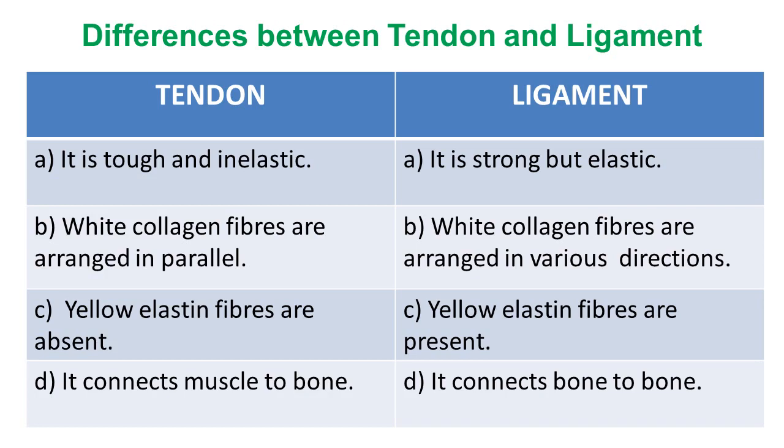Because of this, we can differentiate the tendon and ligament by what type of fibers they contain. If it contains yellow fibers, then it is a ligament. If it does not have them, it is a tendon. And what's the function of a tendon? It connects muscle to bone. And the ligament, what does it do? It connects bone to bone.